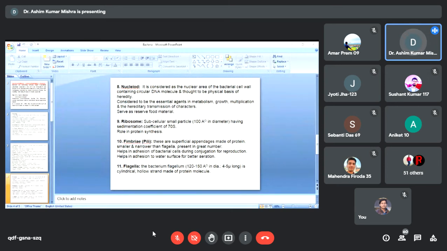Last, the 11th one, is the flagella. Size is 120 to 150 Angstrom in diameter and 4 to 5 micron long. It is a cylindrical, hollow strand made of protein molecules. These flagella are mainly used by the bacteria for locomotion. There are different types of flagella. Do you know in the case of bacteria?